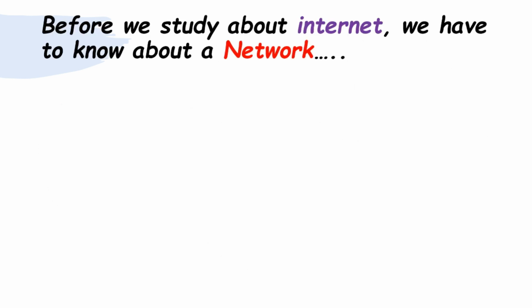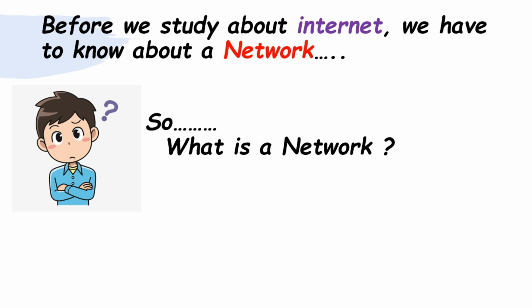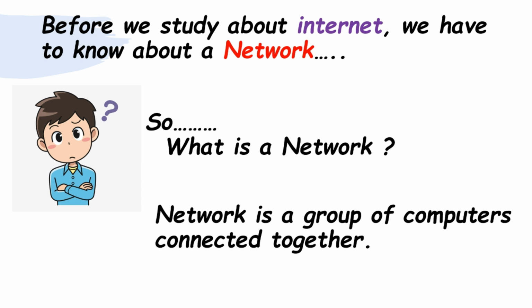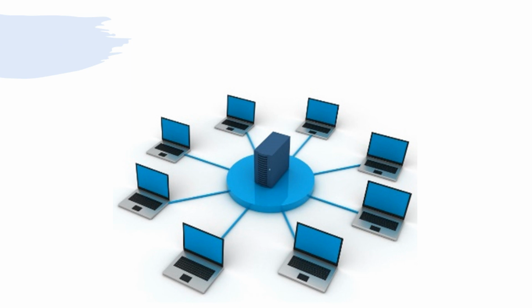Now, before we study the internet, we have to know about a network. Network is really important. You have to understand it before we go to the internet part. So, what is a network? Network is a group of computers connected together. Now, look at this picture. This middle part is called a hub. All the 8 laptops are connected with that hub.